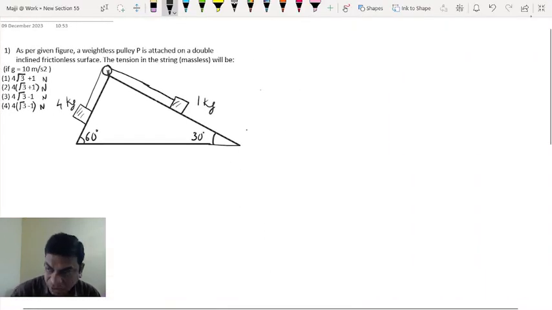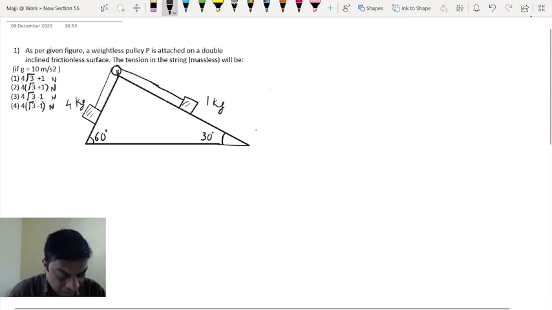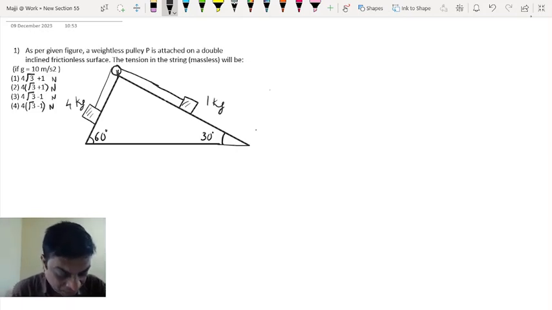Coming to the first question, as you can see, as per the given figure, a weightless pulley P is attached on a double inclined frictionless surface. Note down this term, frictionless surface. And then the tension in the string is. Now, how to solve these kinds of questions?